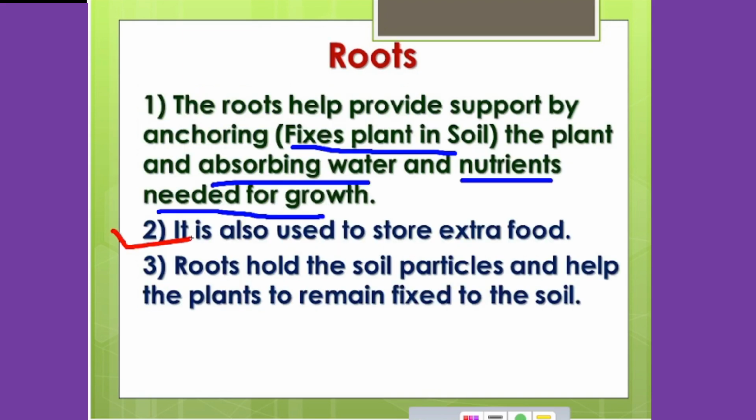Let us see more about roots. The roots provide support by anchoring and fixing plants in the soil. Again, roots absorb water and nutrients needed for growth. It is also used to store extra food. As you know, we eat many different types of roots like carrot, radish, beet as food. Roots hold the soil particles and help the plants to remain fixed in the soil.